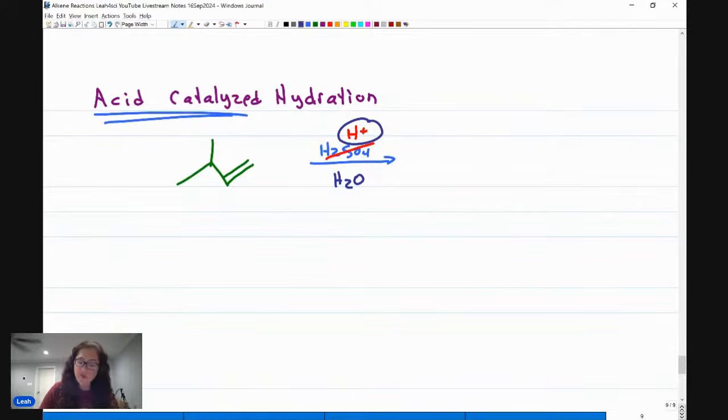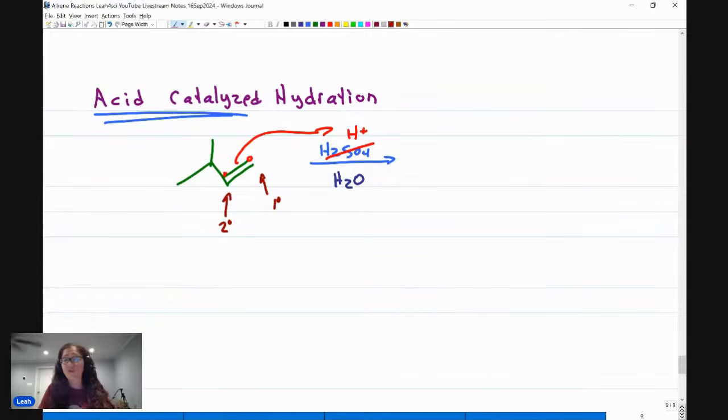H plus, very similar to when we're reacting with HX, is an electrophilic addition where the pi bond will use the electrons to grab that proton. And if we follow what I showed you before, you'll recognize that I have, what do I have? I have a secondary carbon and a primary carbon. Where would I put the carbocation? Meaning, what does Markovnikov's rule tell me?